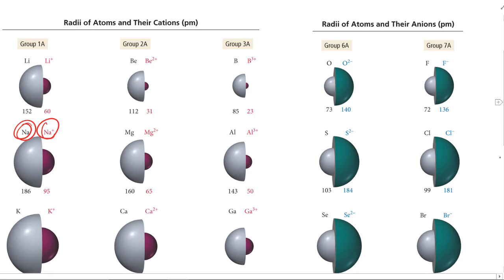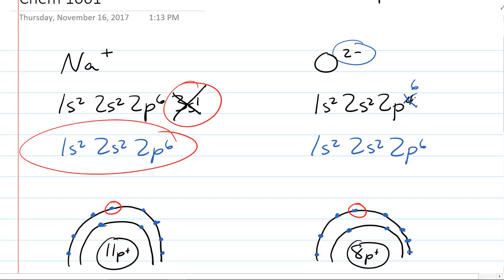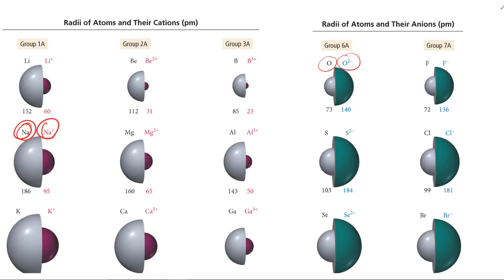And then if we look at what happens over here on the other side with the anions, once we gain a couple of electrons, like oxygen going to the oxide ion, we now have added a couple extra valence electrons. We've gone from 6 valence electrons to a total of 8 valence electrons. There the repulsions take over, and they serve to increase the radius.